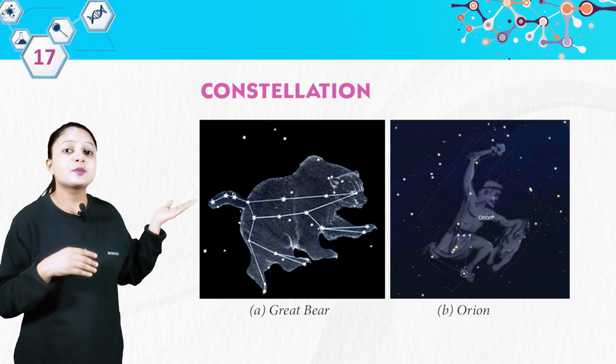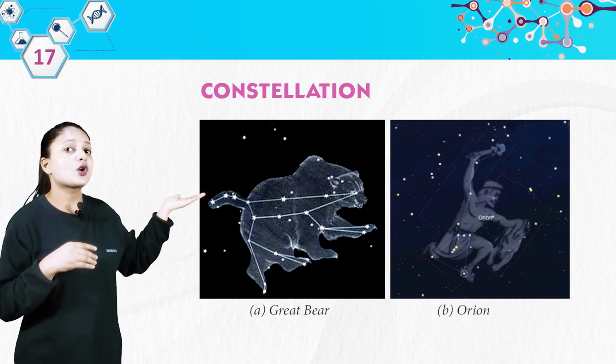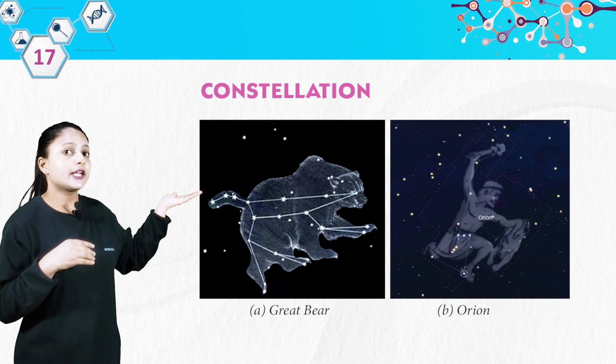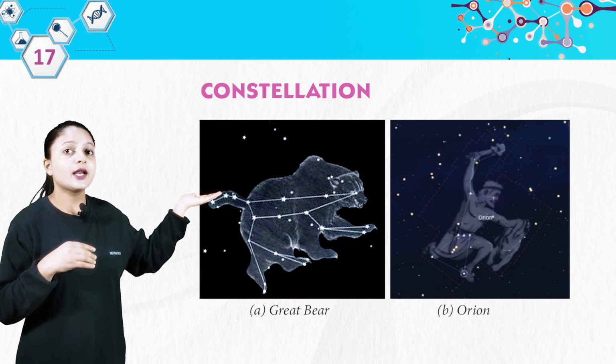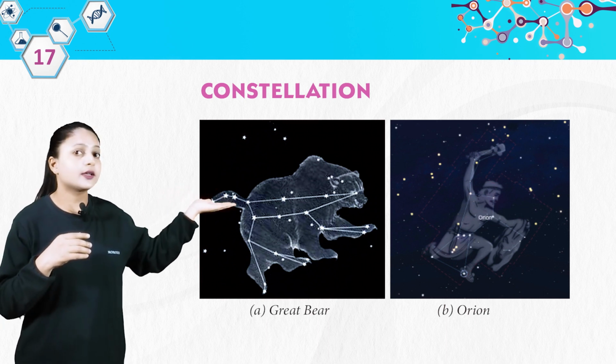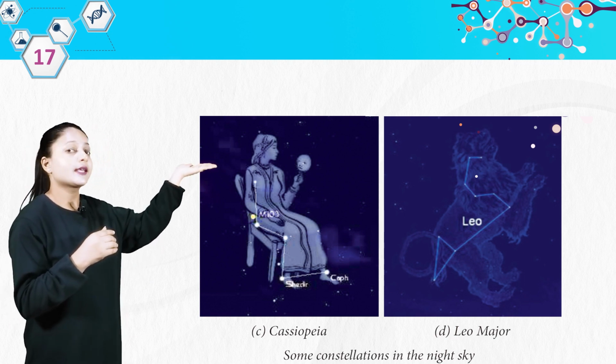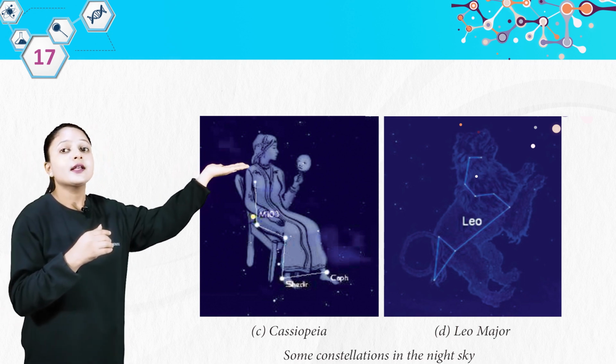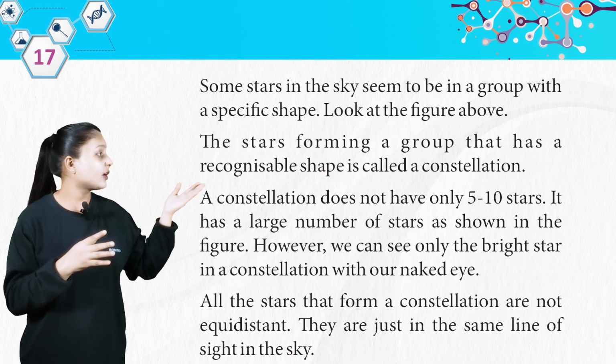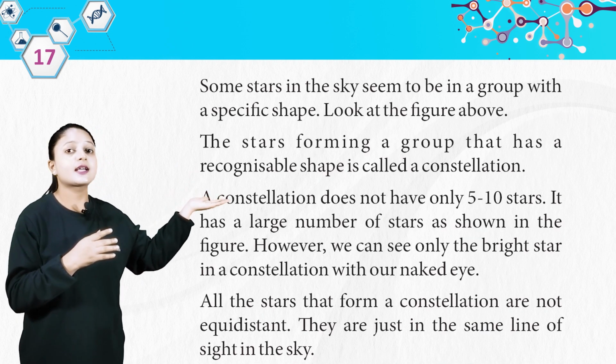Constellation. These pictures are the pictures of two great constellations: A. Great Bear, and B. Orion. Look at these pictures. These are the pictures of Cassiopeia and Canis Major. Some constellations are lit in the night sky.